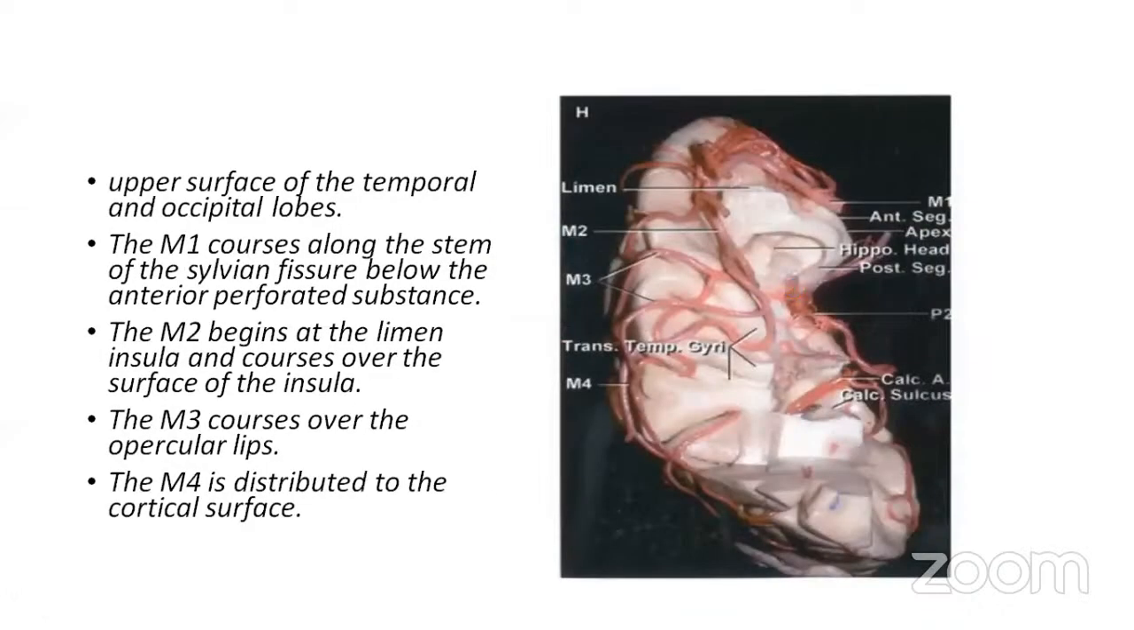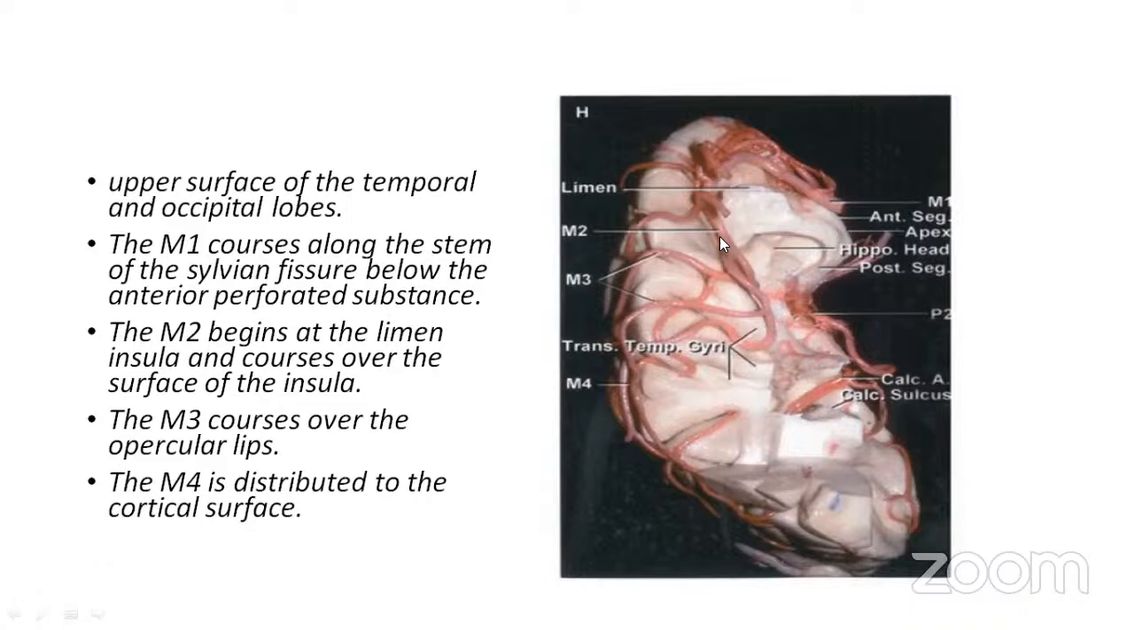This picture shows the upper surface of the temporal and the occipital lobes. The M1 segment courses along the stem of the Sylvian fissure below the anterior perforated substance. It would be here. This is the M1 segment. And then it turns sharply posteriorly at the level of the genu or at the level of the limen insulae. And then it becomes the M2 segment, which is related to the insula of the brain. So it is called the insular segment.